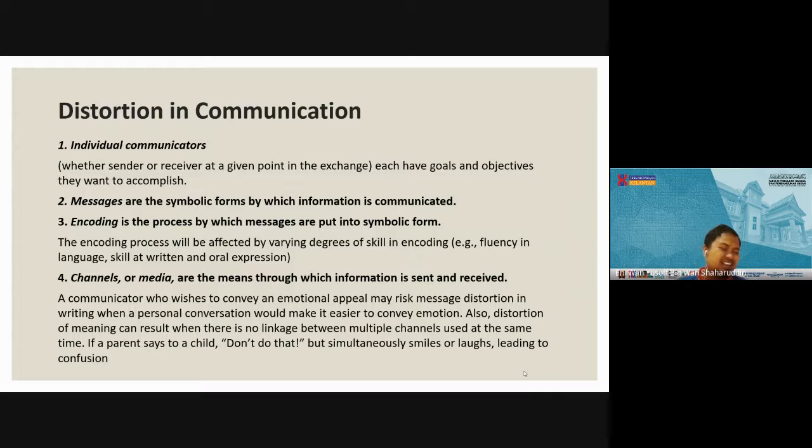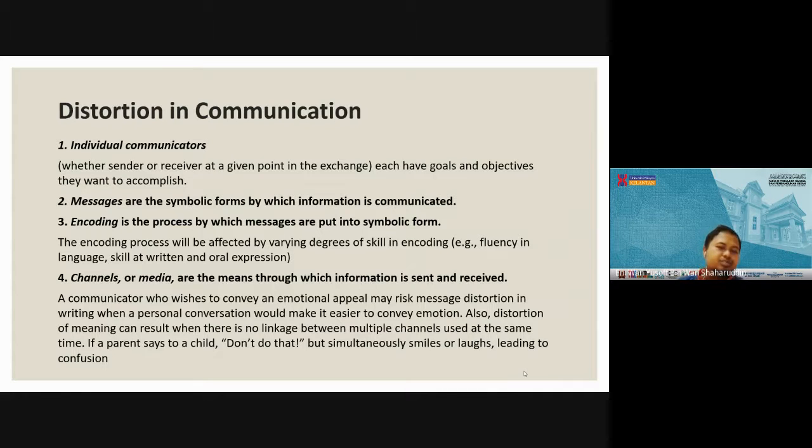These particular goals sometimes contradict each other. If you are practicing distributive bargaining, you have one thing that you need to achieve, and another person also has one thing that they need to achieve. Messages are the symbolic form by which information is communicated. We know that messages can be very symbolic, and they can also be misinterpreted.